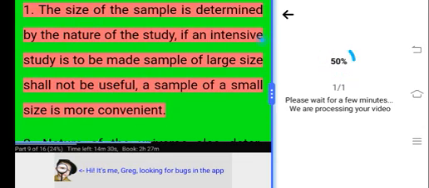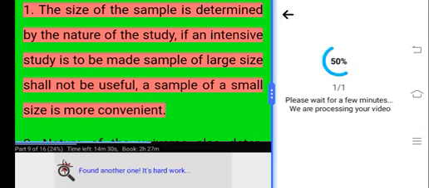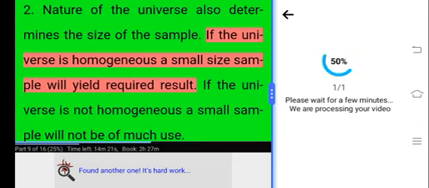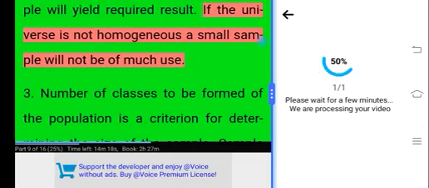1. Determined by the nature of the study. If an intensive study is to be made, a sample of large size shall not be useful. A sample of a small size is more convenient. 2. The nature of the universe also determines the size of the sample. If the universe is homogeneous, a small size sample will yield the required result. If the universe is not homogeneous, a small sample will not be of much use.